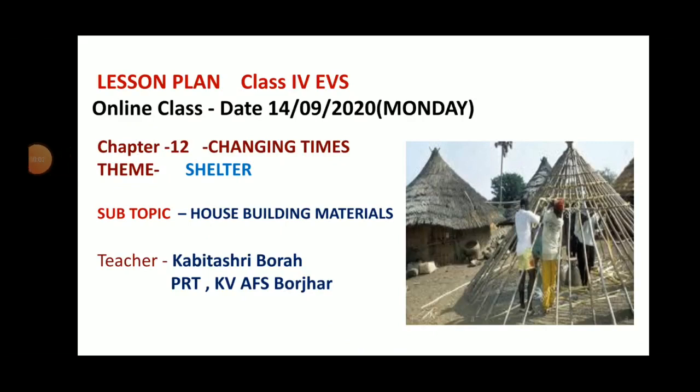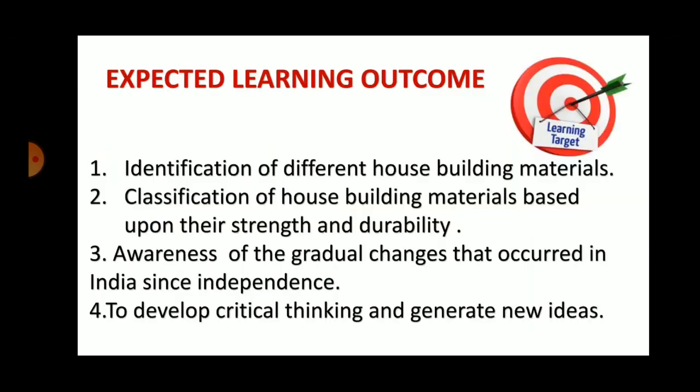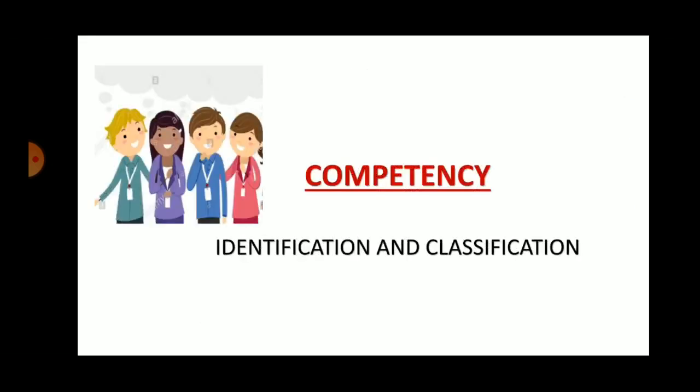It's time for today's EVS class. We are doing the 12th chapter, Changing Times. Today's subtopic is House Building Materials. The expected learning outcomes of today's class are identification of different house building materials, classification of house building materials based upon their strength and durability, awareness of the gradual changes that occurred in India since independence, to develop critical thinking and generate new ideas. The competency covered here is identification and classification.